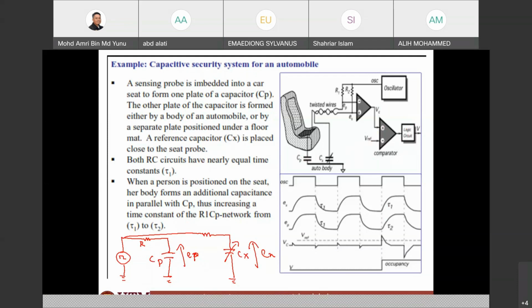So there are other ways you can convert the capacitance change into voltage, like using a capacitor to voltage converter using RC feedback.